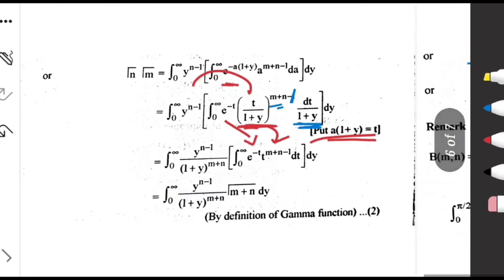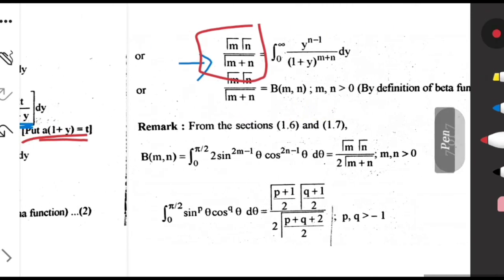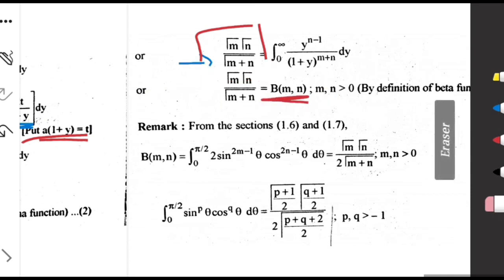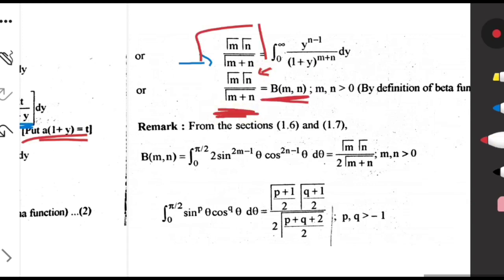Let me show you this. Okay, so we are writing this as beta m n. Only the variable is changed, otherwise the form is exactly what we wanted. So gamma m and gamma n by gamma m plus n is equal to beta m n. So this is the relation between the beta function and the gamma function.